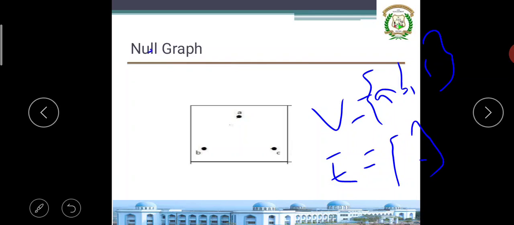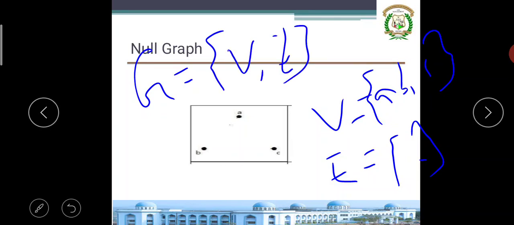So the definition is very clear. A non-empty set of vertices and edges is called a graph. Edges may be there, edges may not be there. If edges are not there, it is called a null graph. This graph is a null graph.